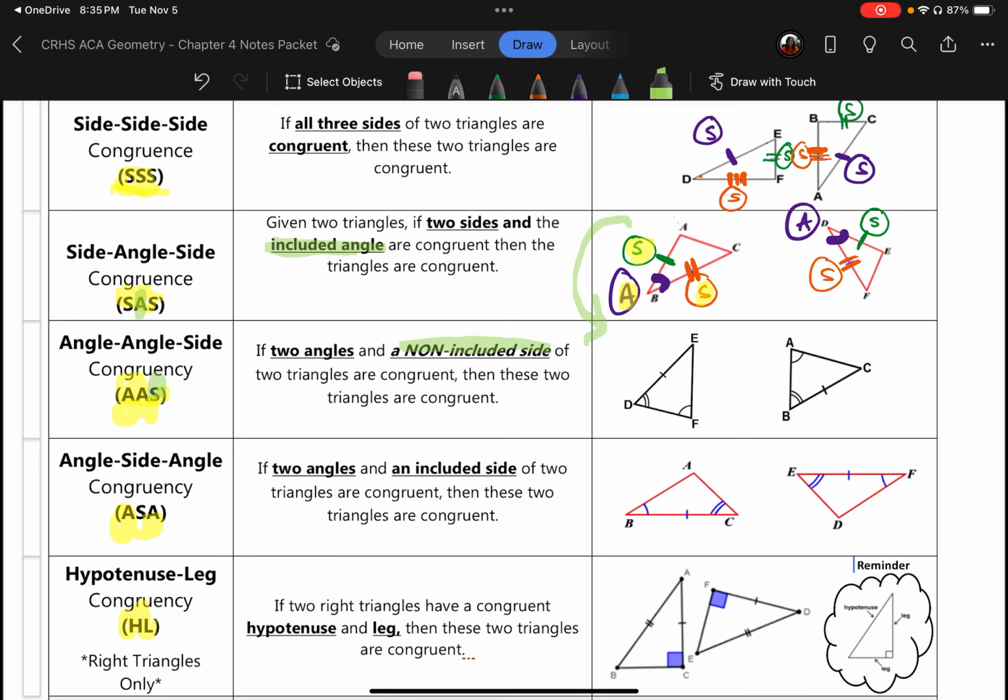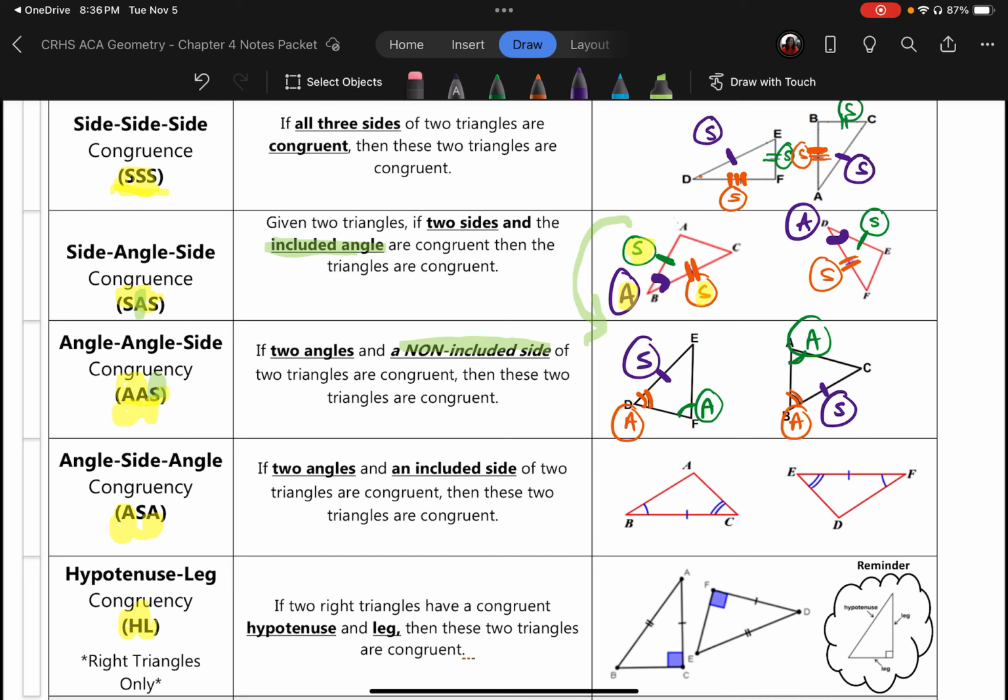So angle angle side, if we go back to how we were labeling it earlier, start with angle F. Angle F is congruent to angle A. Those are congruent angles, so we mark them with an A. The next item I'm looking at is angle D. Angle D is congruent to angle B. That is another set of congruent angles, so we mark them with an A. And then lastly, I have side DE is congruent to side BC. Congruent sides we mark with an S.